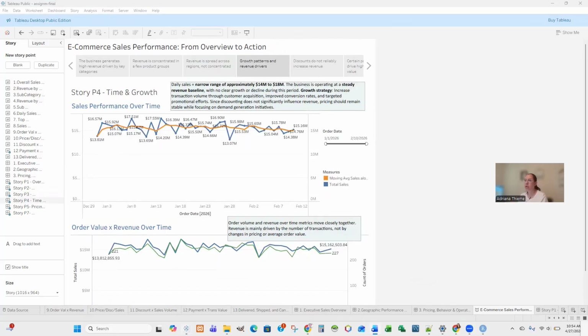Story point number 4 is about time and growth. In our daily sales performance over time chart, we see a narrow range of approximately 14 million to 18 million. The business is operating at a steady revenue baseline with no clear growth or decline during this period of time from December 29 to February 12. And the growth strategy here is to increase transaction volume through customer acquisition, improve conversion rates, and target promotional efforts.